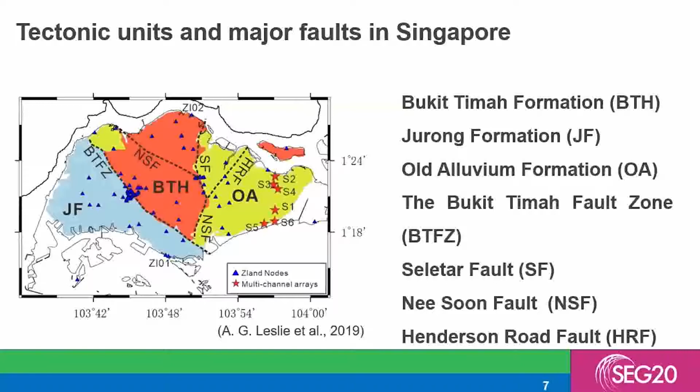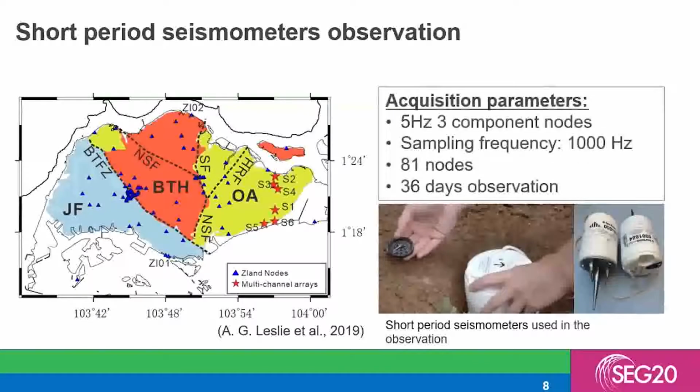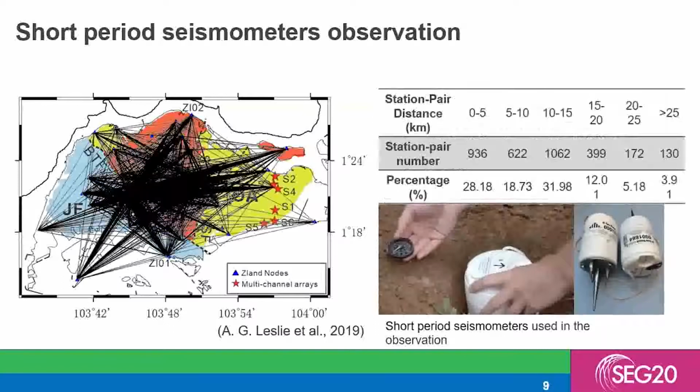The other one is the multi-channel observation. It is a short time observation at some particular sites in the eastern part. Continuous seismic records were collected from 81 short period 3-component DLAN nodes. The node looks like this. It has two horizontal components, the E and N components, and one vertical component, the Z component. The nodes are set across Singapore, and their locations are marked as blue triangles.